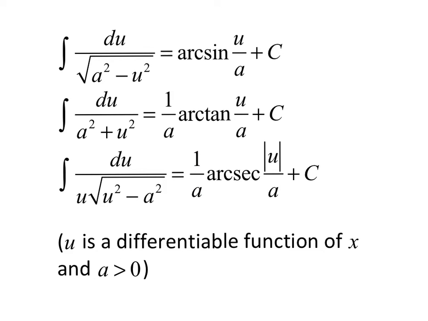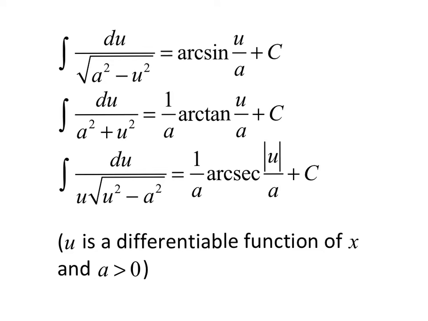Notice though it's a little bit different than the derivative formula. The derivative formula had the absolute value of u in the answer before the root u squared minus a squared. Dropping the absolute value in the integrand just puts it inside the answer over here. So you're going to have 1 over a, arcsecant, absolute value of u over a plus c. And that'll also help restrict the domain here.